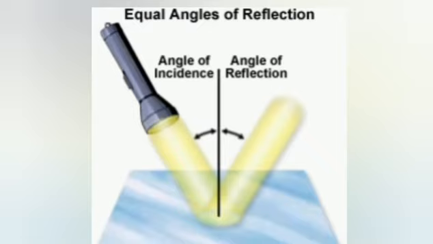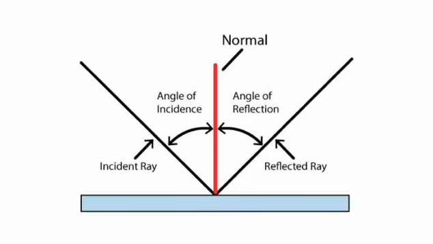The first law of reflection says that the incident ray, the reflected ray, and the normal at the point of incidence all lie in the same plane. Let me make this illustration.